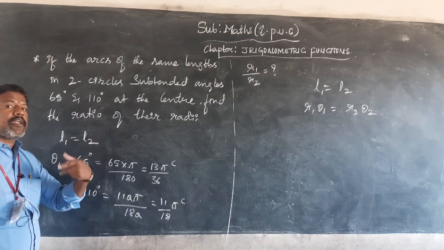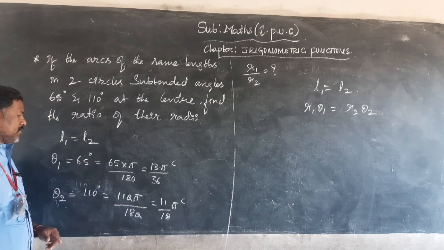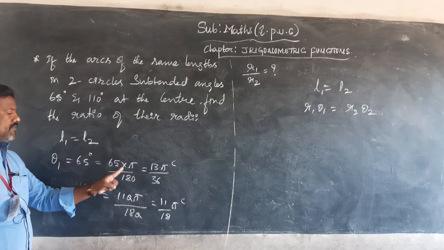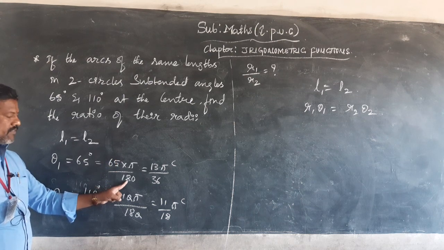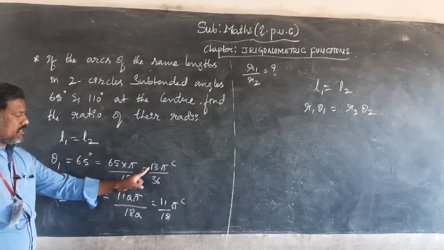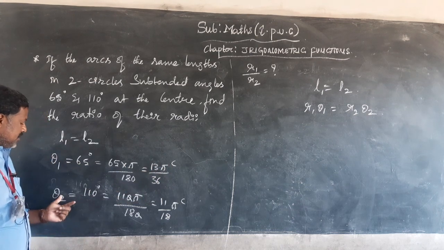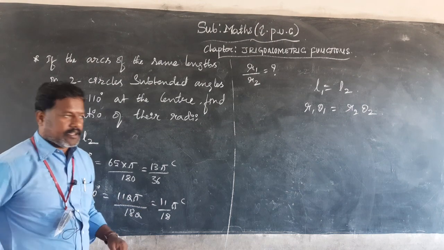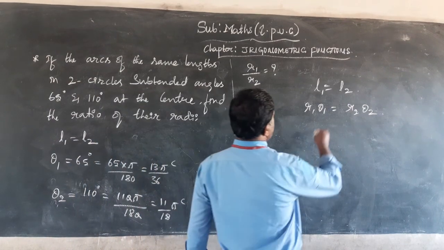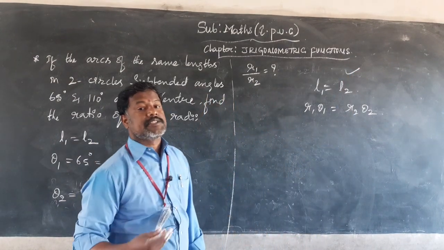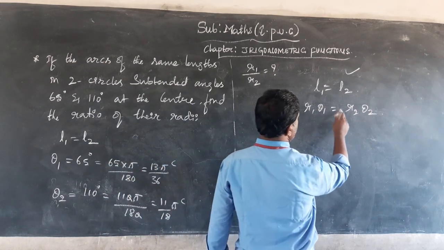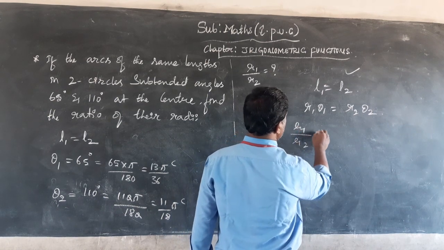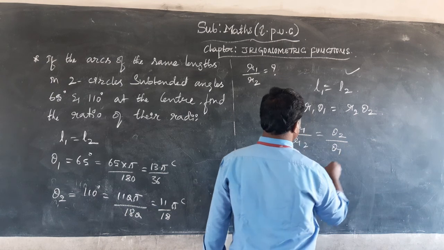Any degree measure, you must convert to radian measure. Okay, so here 5 1s are 5, 5 3s are 15, 5 6s are 30, 13 pi radian divided by 36. Theta 2 is 110 degree, the 0 gets cancelled, 11 pi by 18 radian. L1 equals L2. They have given us arcs of the same length, that is R1 theta 1 equals R2 theta 2. So here I need to write R1 by R2 equals theta 2 divided by theta 1.